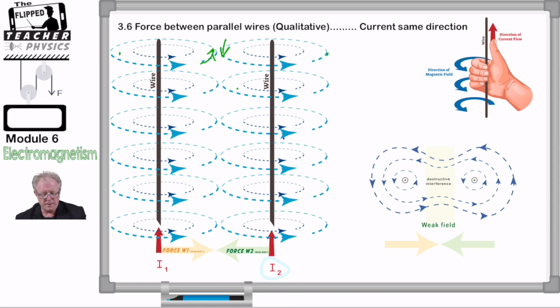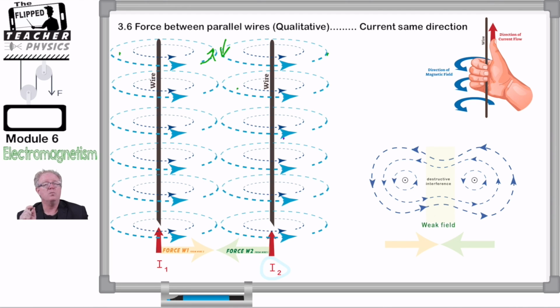Alright, now what that means is that the field here is going up on this side and the field's going down on this side. So they're going in opposite directions, which means we have destructive interference in the middle, which means we have a weak field in the middle. So therefore the wires are pushed towards each other. So we get the same overall end result.